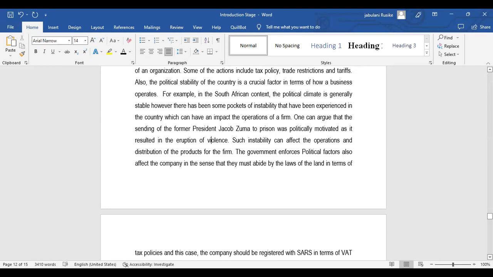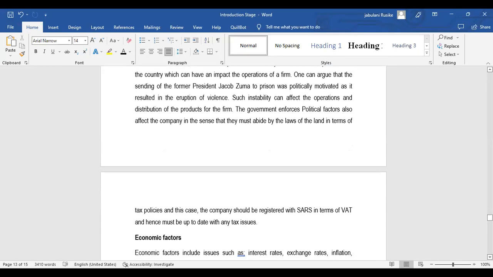For example, when people do the protests and stuff, they sometimes close the roads. So there's no car or truck or whatever that can pass. So it affects the distribution of goods or products, hence affecting the operations of the organization.